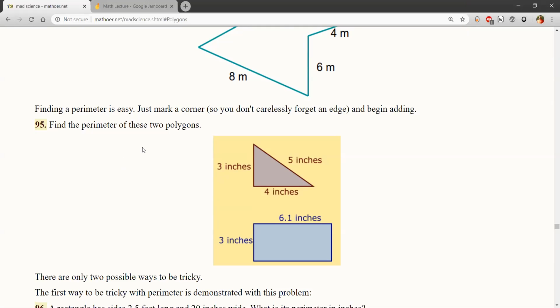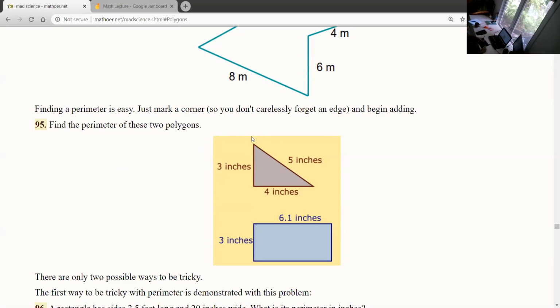12 on the top. Yeah. So pick one corner, maybe up here. 5 and 4 is 9, 10, 11, 12, and he remembered to say inches. So great.